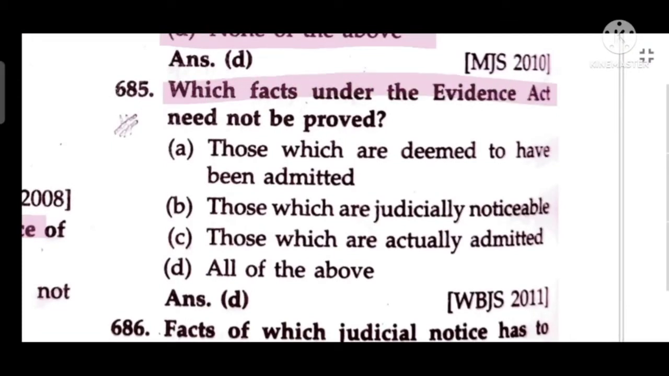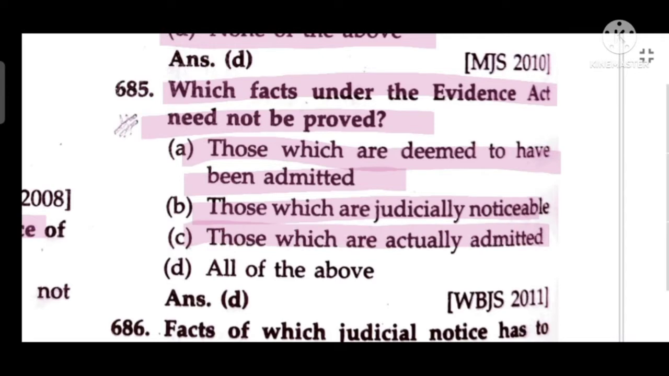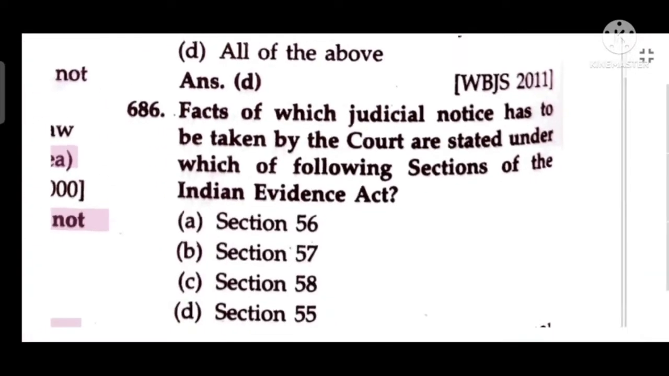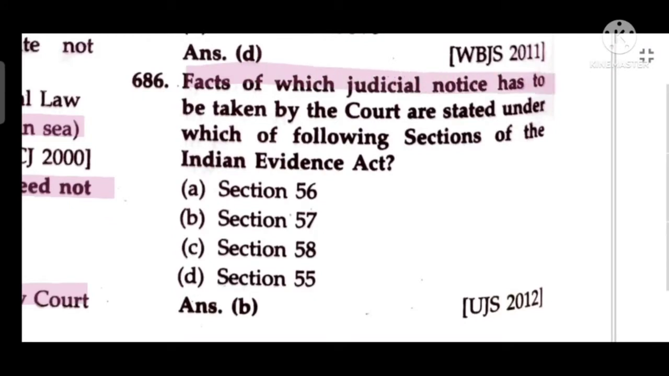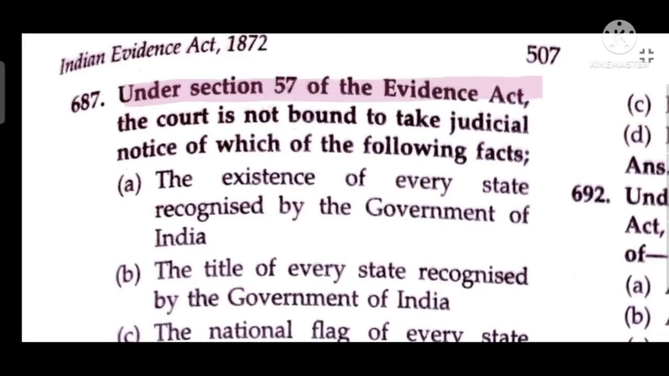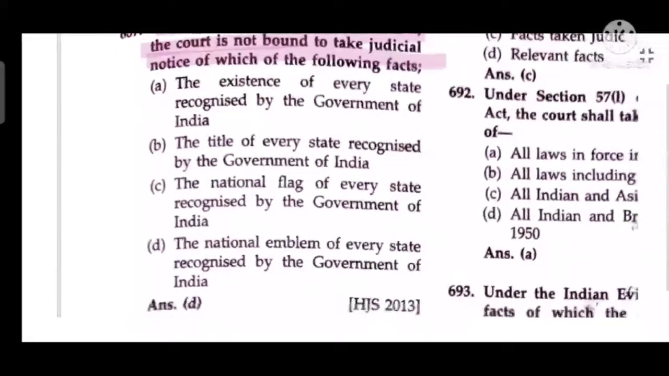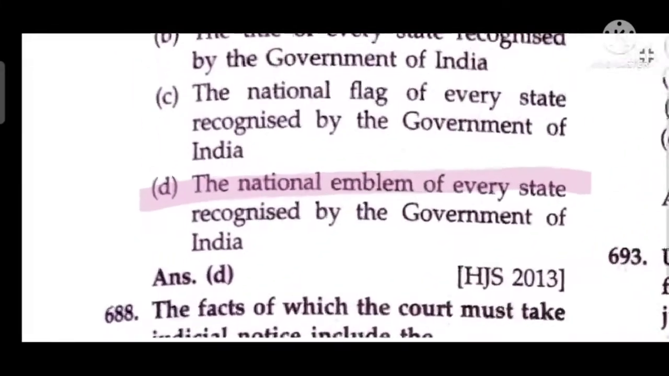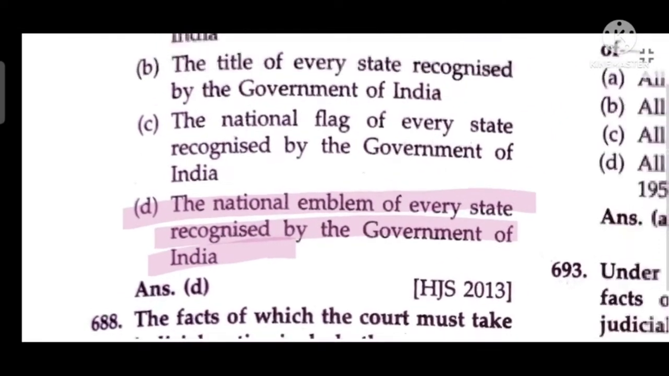Which facts under the Indian Evidence Act need not be proved? Those which are deemed to have been admitted, those which are judicially noticeable, those which are actually admitted. Facts of which judicial notice has to be taken by the court are stated under which section of the Indian Evidence Act? Section 57. Under Section 57, the court is not bound to take judicial notice of which of the following facts? The national emblem of every state recognized by the government of India.